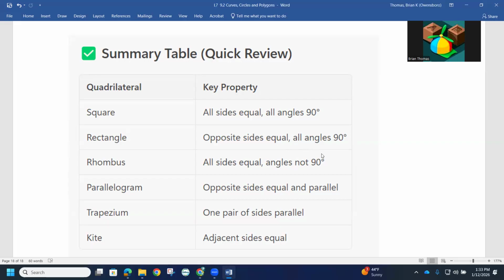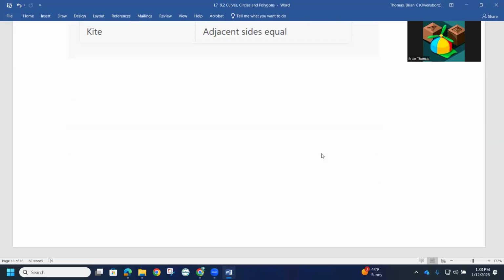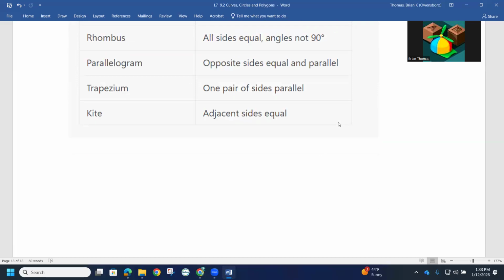It's a good idea to practice those, or again, you can go out to Google and just look for different types of shapes and those different definitions there. Okay, we'll stop there.